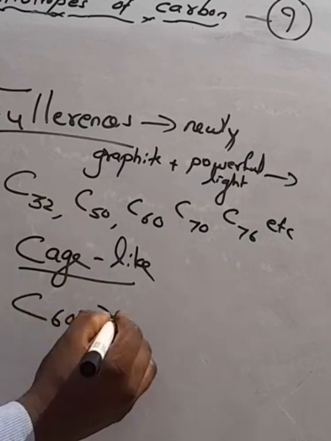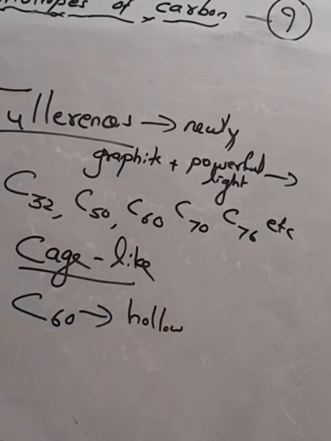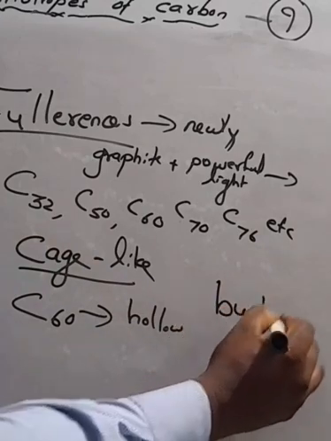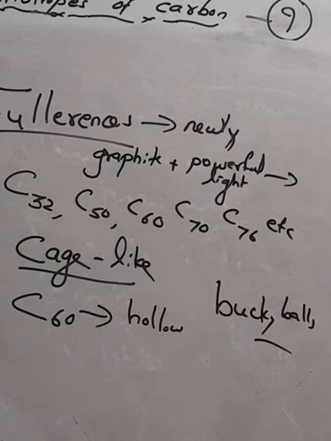Carbon 60 molecules have a hollow, saucer ball-like structure that we call Buckminster fullerenes, or buckyballs. It is just like a football. Am I right?